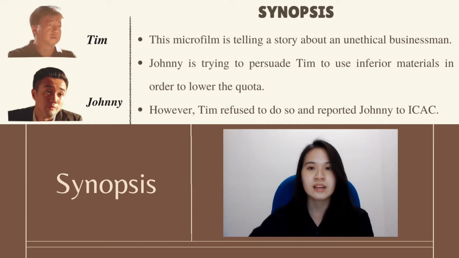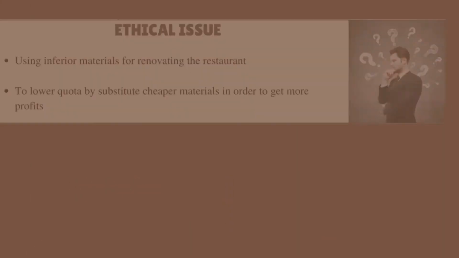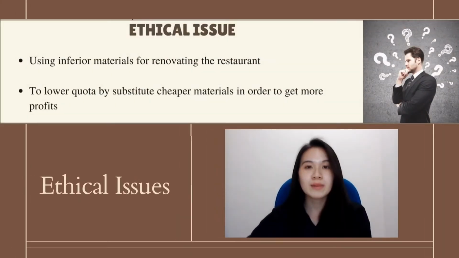In the end, Johnny tried to persuade Tim to use inferior materials to lower the quota. Luckily, Tim refused to do so and reported Johnny to the ICAC. In the end, Tim impresses the other restaurant managers about his renovation craftsmanship, and thus, the manager offered new projects to Tim. Next, I'll go in depth about ethical issues that can be found in this short film.